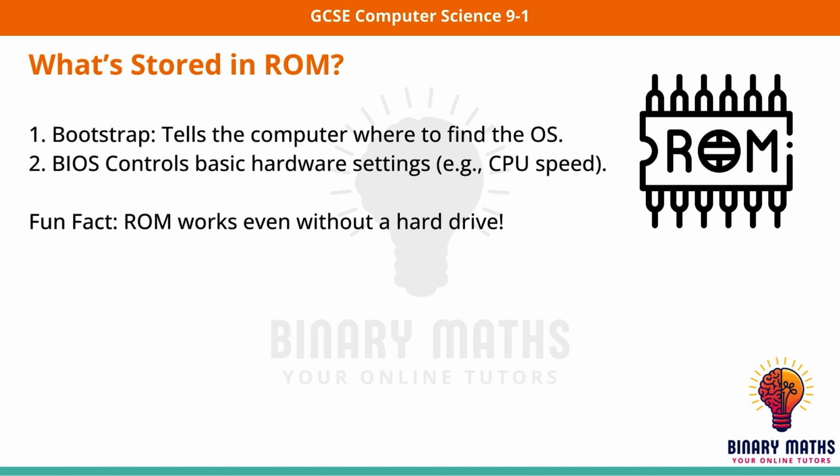What's stored in ROM? Well, ROM stores two critical things. The bootstrap program, which tells the computer where to find the operating system on the hard drive, and the BIOS, which controls basic hardware settings like CPU speed. And here's a fun fact: ROM works even if your hard drive fails. That's how your computer can still show an error message like no operating system found.